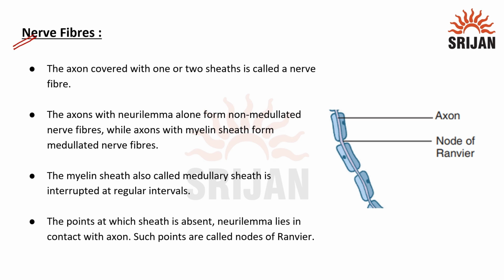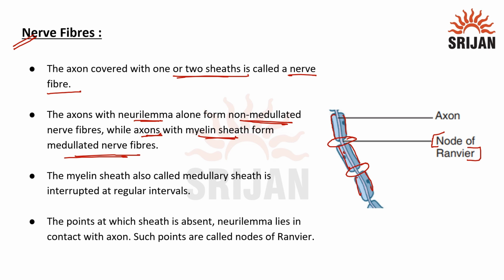When we talk about the nerve fibers, the axon covered with one or two sheaths is called as the nerve fiber. Means the axon should be covered with sheath. Now this sheath over here, can you see this thing? This is the sheath. And you can also see that there are some regions where sheath is missing or absent. And this region is given a special name. It is called as node of Ranvier. The axon with neurilemma alone is going to form non-medulated nerve fiber, and the axon which is going to have myelin sheath is going to form medulated nerve fiber.